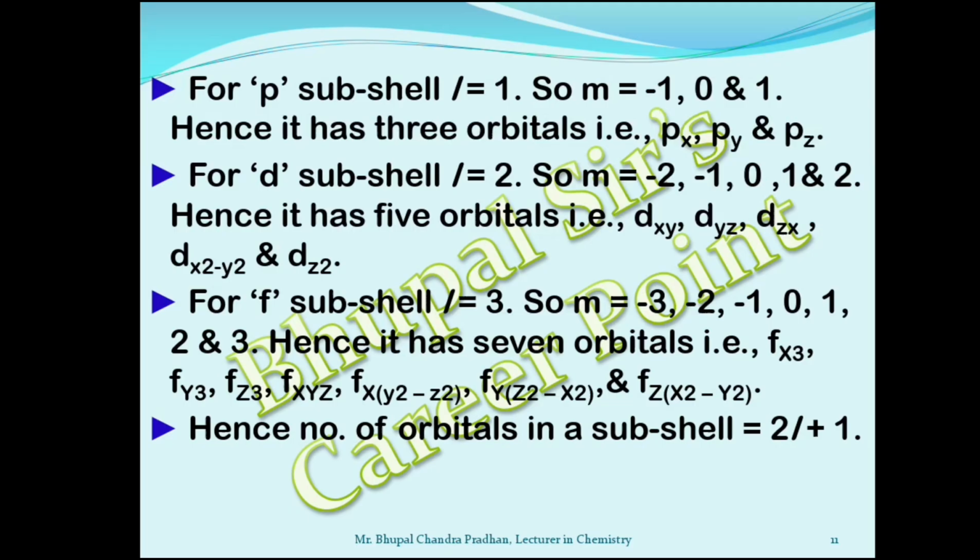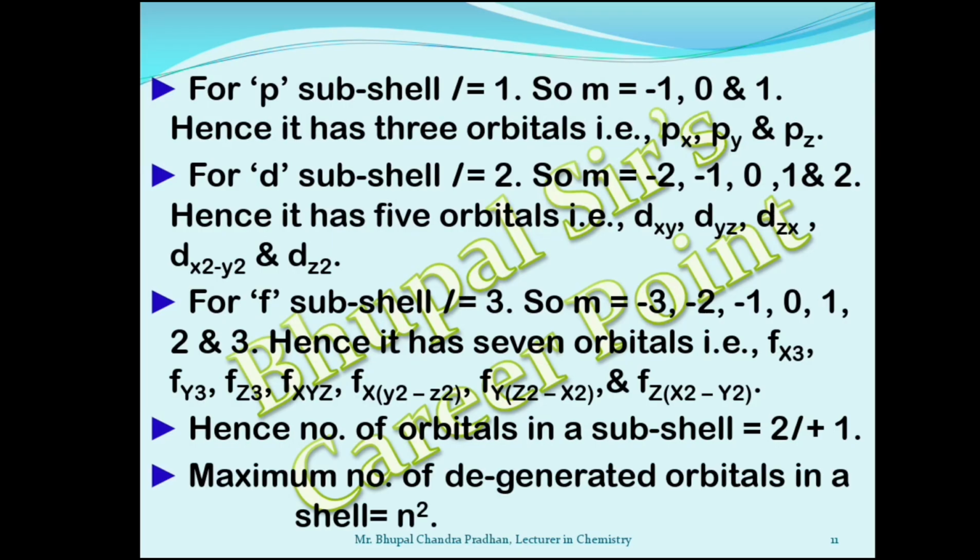By using this formula, we can calculate the number of orbitals. In s subcell it is 2 into 0 plus 1, that is 1. The number of orbitals in p subcell is 2 into 1 plus 1, that is 3. Number of orbitals in d subcell is 2 into 2 plus 1, that is 5. Number of orbitals in f subcell is 2 into 3 plus 1, that is 7. Maximum number of degenerate orbitals in a cell is equal to n square.